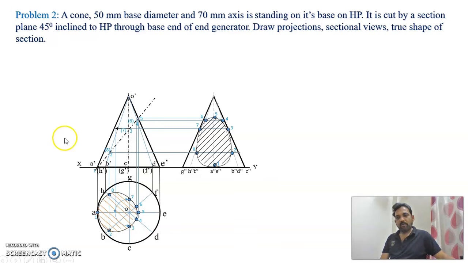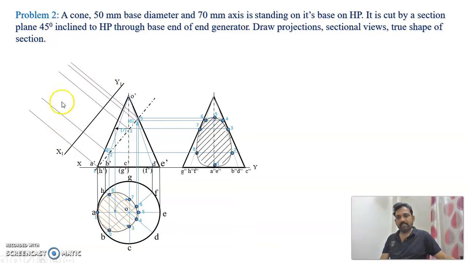Now to draw the true shape, draw a line or axis x1 y1 parallel to this cutting plane. So draw a line. Now from points 1, 2, 3, 4, 5, 6, 7, 8, project the lines perpendicular to this new axis x1 y1. So here I have projected all the lines.